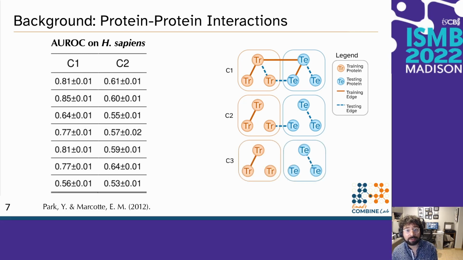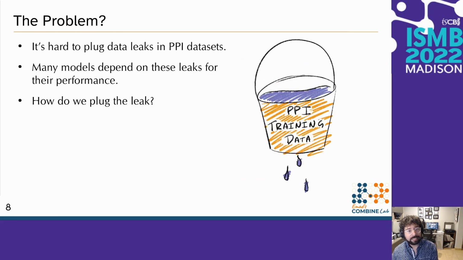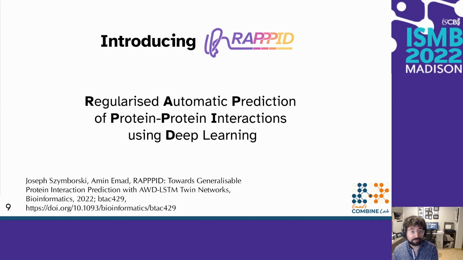Park and Marcotte described a final and stricter C3 dataset, whereby testing edges were not allowed to have any nodes that were present during training. Methods tested on C3 fell even closer to random AROCs on this binary prediction. These results underscored the prevalence of data leakage in the way PPI prediction tasks are typically validated. The question then becomes, how do we construct models to address this problem?